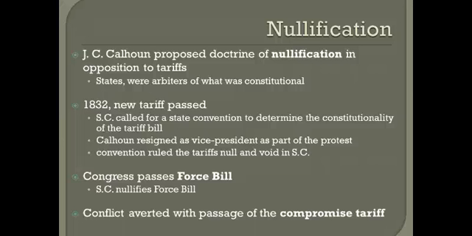So in 1832, we have an additional tariff passed. This was not good times for the South. South Carolina was not happy, so they called for a state convention to determine the constitutionality. Calhoun resigned as VP, and the convention decided, listen, we're not following this. This is null and void because it's no good. Congress, at the insistence of Jackson, passes the Force Bill, which basically gave Jackson military authority to go in and enforce the tariff. Conflict was averted, and everything calmed down with the passage of Henry Clay's Compromise Tariff of 1833.